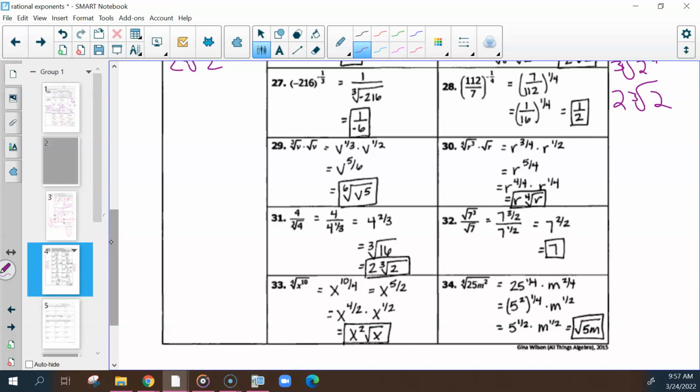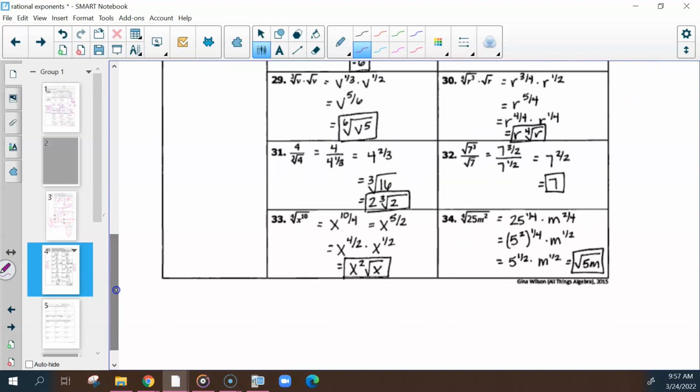And 33, really for this one, you could have simplified this into this, or looked at the radical form, looking for the twice, only 1 left over. So x squared times the square root of x. Questions on 30 or 33?